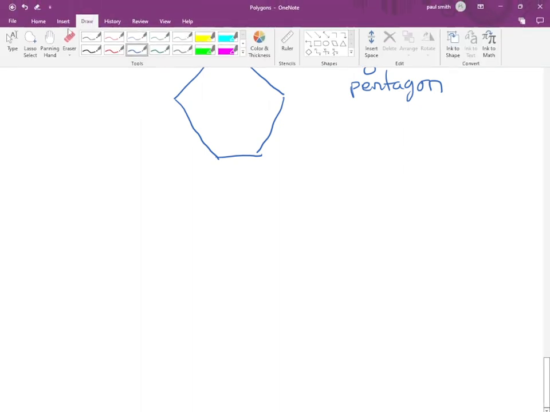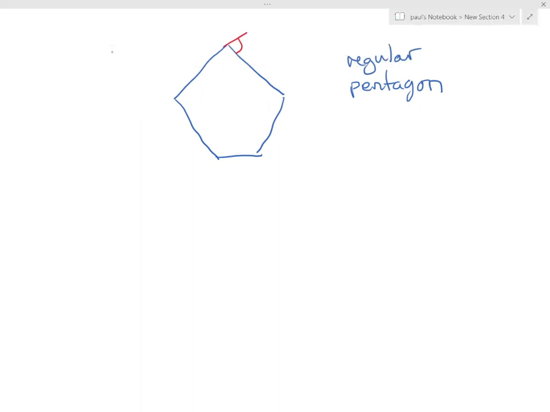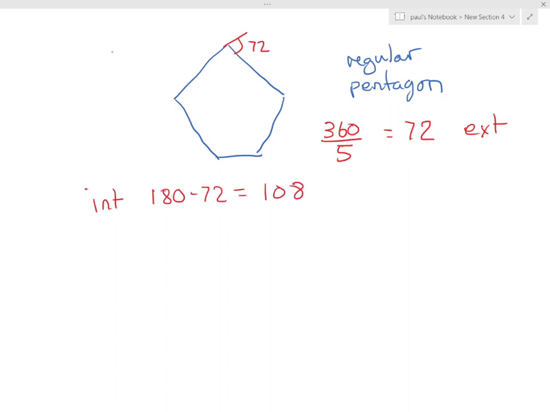So to find the external angle, we do this. Now there's 5 sides, so you do 360 divided by 5, which is 72. So that one is 72. To find the internal, we do 180 minus 72, which is 108. So that one there is 108. And to find the sum of all the angles, there's 5 sides, so we just do 5 times 108, which is 540. Yeah, so it works for all of them.